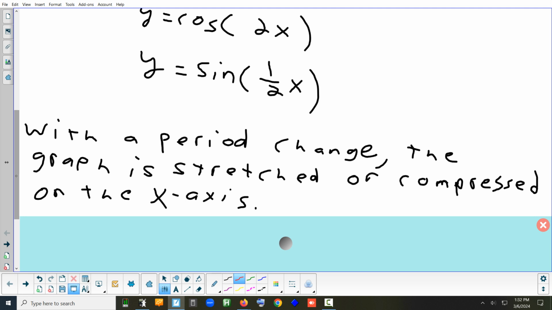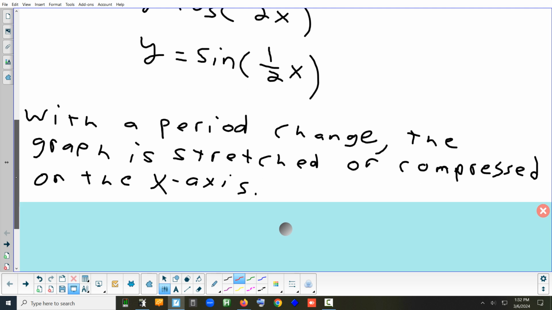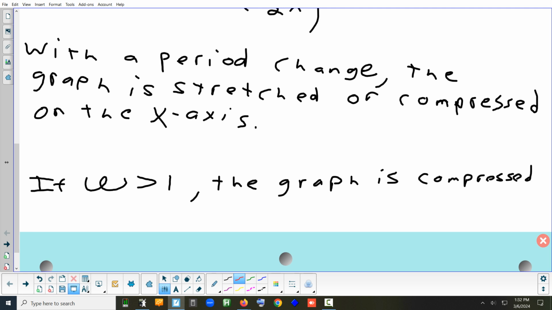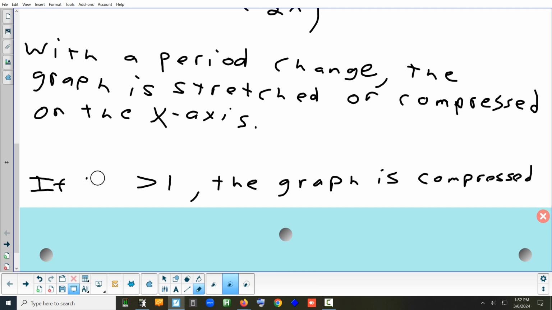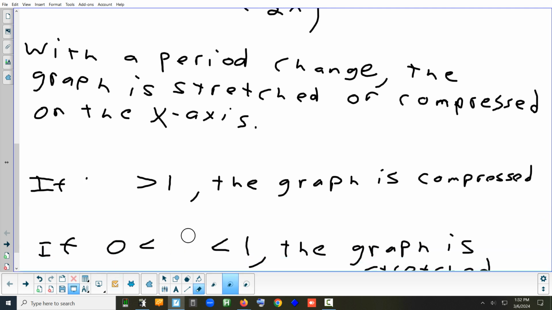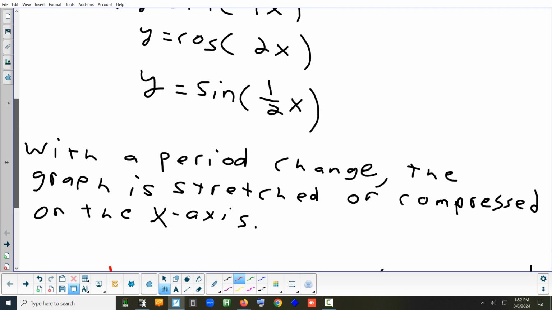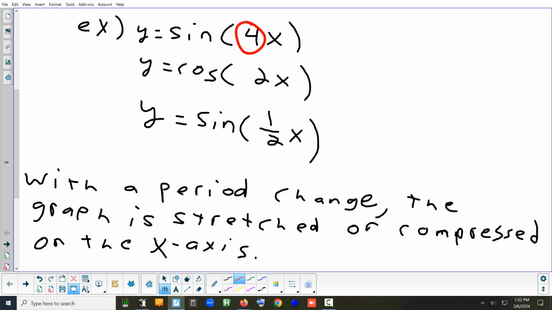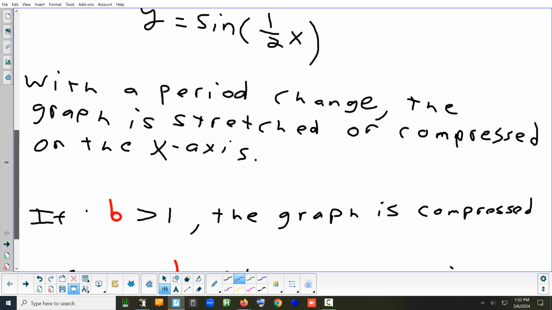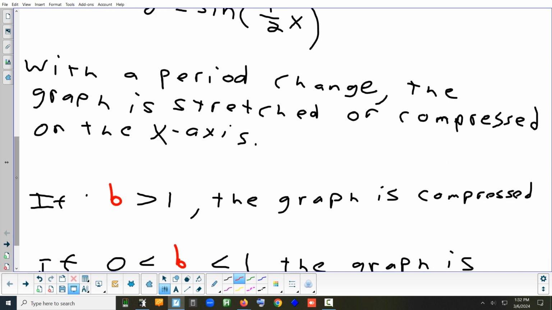All right, so period change is going to stretch and compress the graph horizontally, or you could say along the x-axis. So if the b value, remember this is the b value, if that is greater than 1, the graph is going to compress. The bigger the number, the more it compresses.